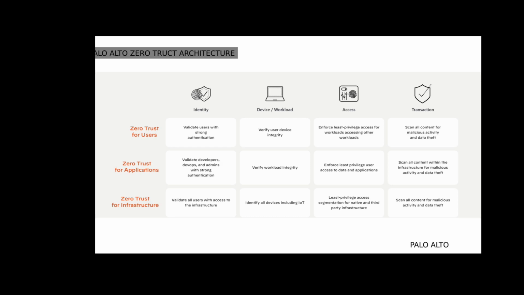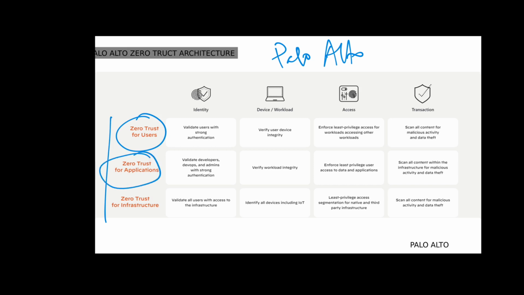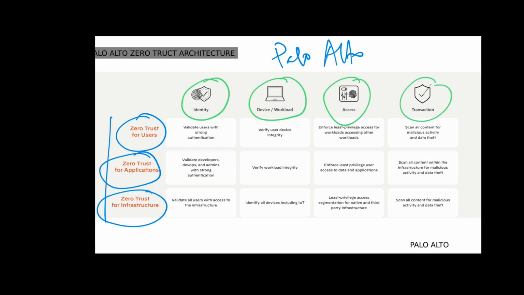This is an example of a vendor, Palo Alto, which implements zero trust. They have three by four dimensions. We've got zero trust for users, zero trust for applications, and zero trust for infrastructure. Then on the other end, we are looking at identity, device and workload, access, and transaction.